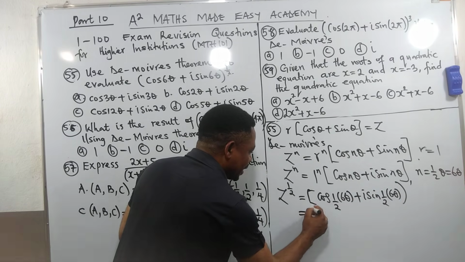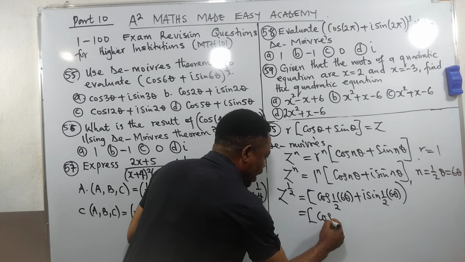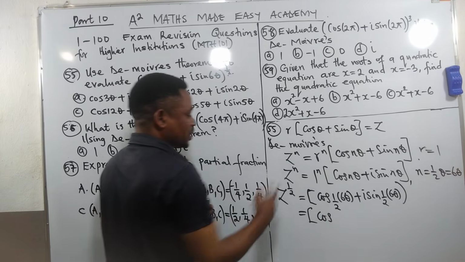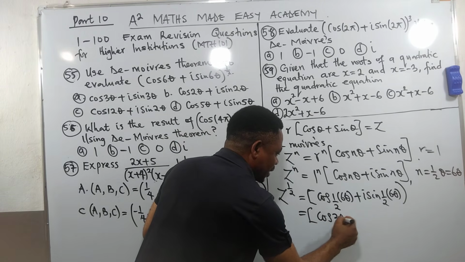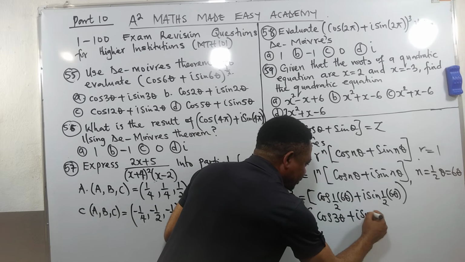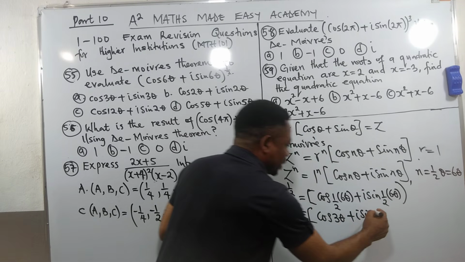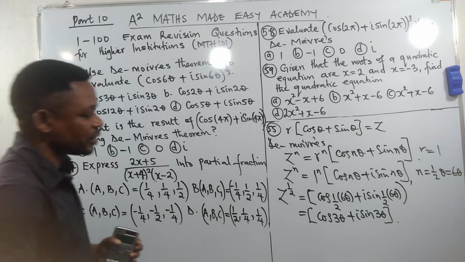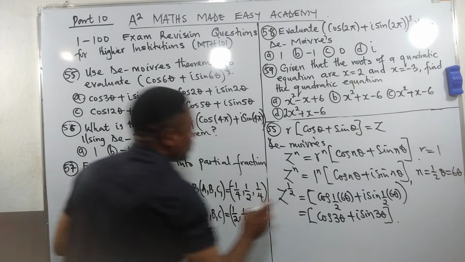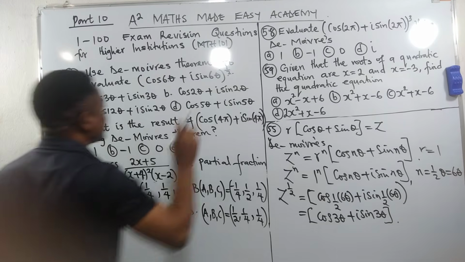At the end, the answer is cos. Can 2 go into 6? Yes, it gives you 3θ. 2 here is 1, 2 here is 3. Plus i sine, also 2 here is 1, 2 here is 3, giving 3θ. This is the final answer. Let us observe whether we have something similar in the options.